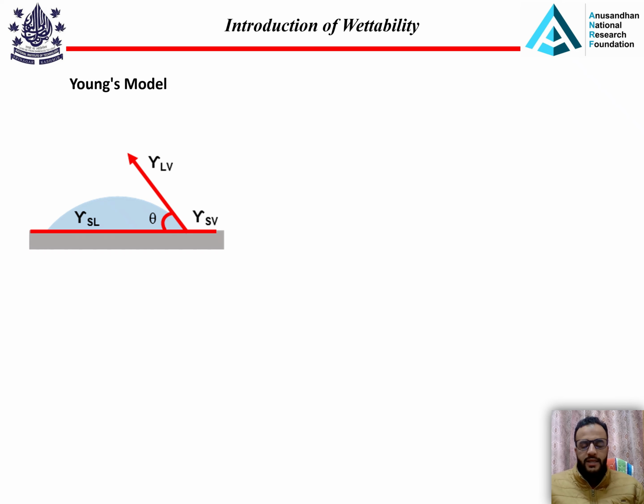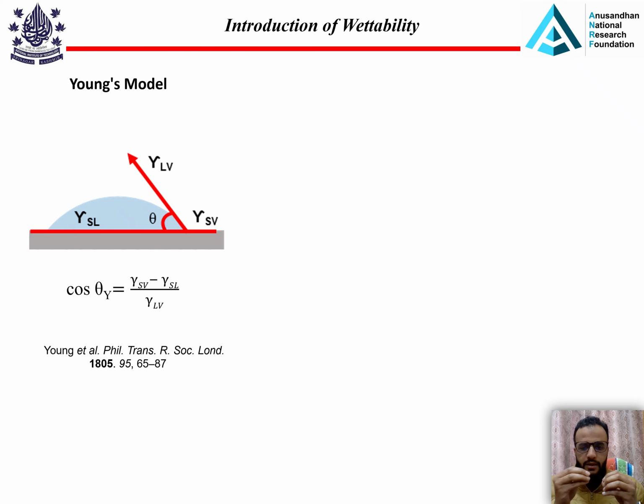The concept of wettability started a long time back, based on Young's model. When a liquid droplet is dispensed on a solid smooth surface, it spreads until it achieves an equilibrium contact angle, which is measured with Young's equation, where the liquid vapor interface, solid vapor interface, and solid liquid interface meet together at a three-phase contact line, and the angle measured at that three-phase contact line is called the contact angle.